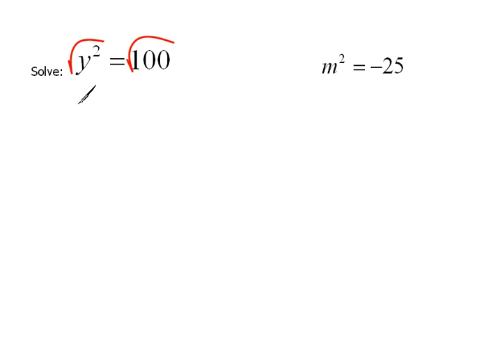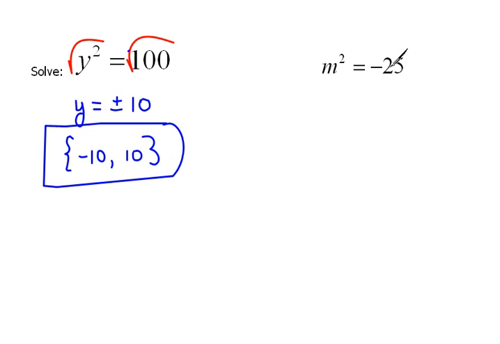So the square root of y squared would be y, equals the square root of 100, which would be a positive or a negative 10. So our solutions here would be negative 10 and 10. Either one of those you could square and get 100.